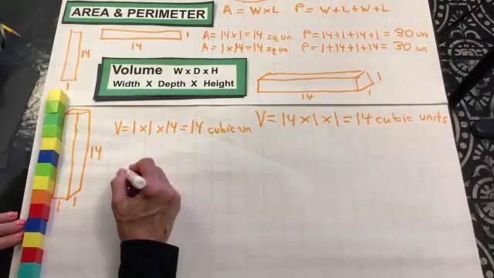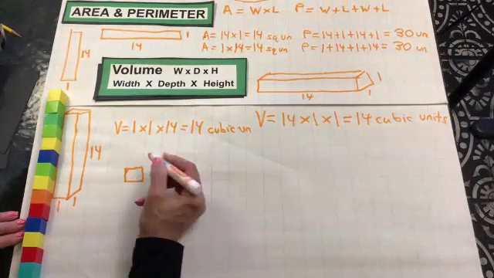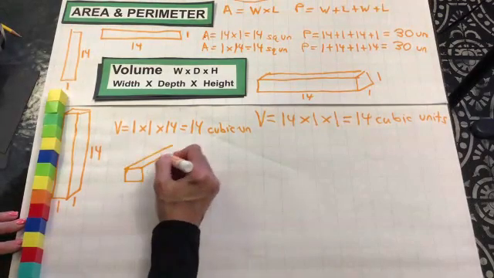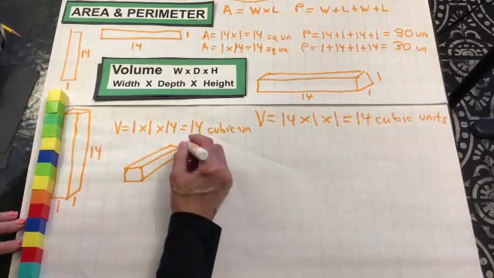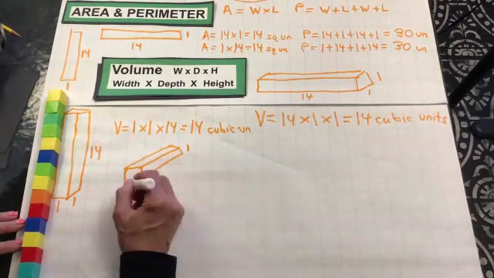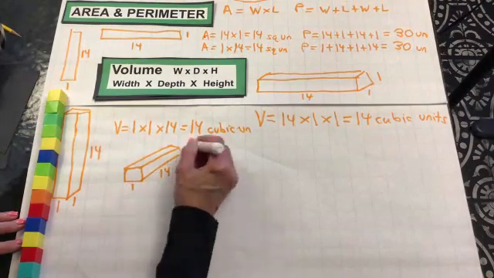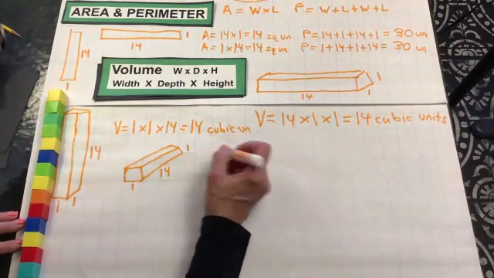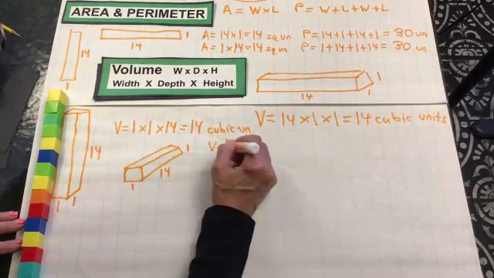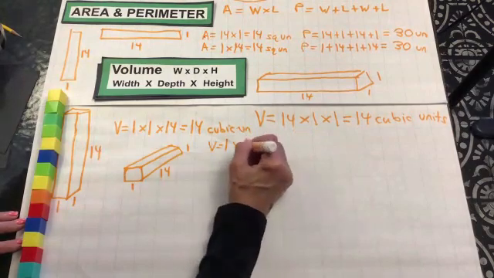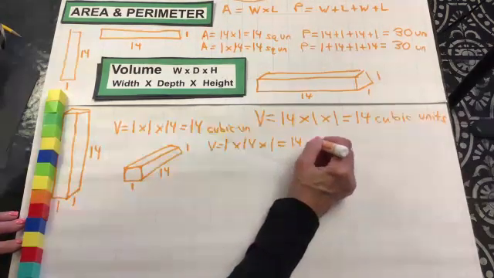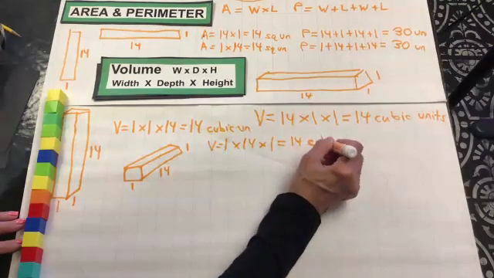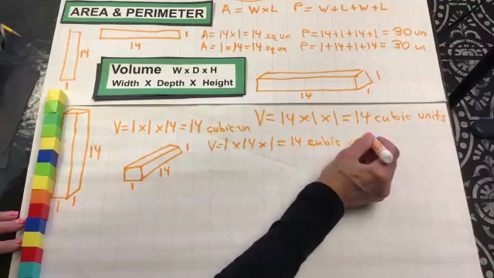So I'm just going to give you an idea here. That would be the front, and this would be the side, and this would be how tall it is. So it's a 1 by 14 by 1. So it's a little different combination there. So 1 by 14 by 1 equals 14 cubic units.